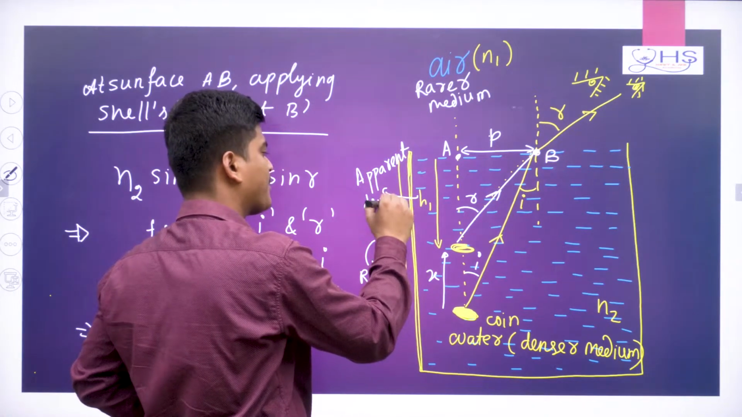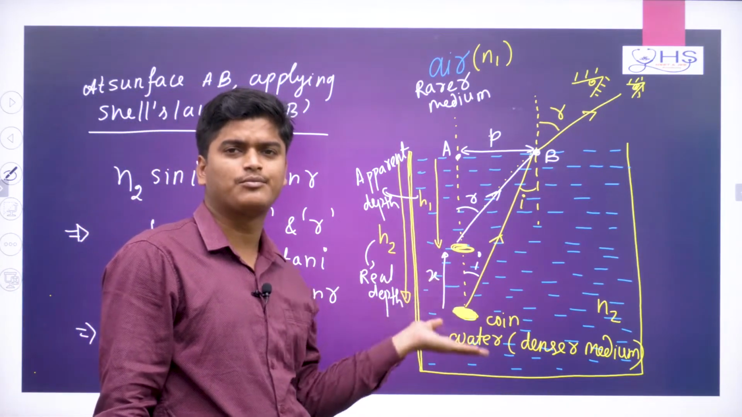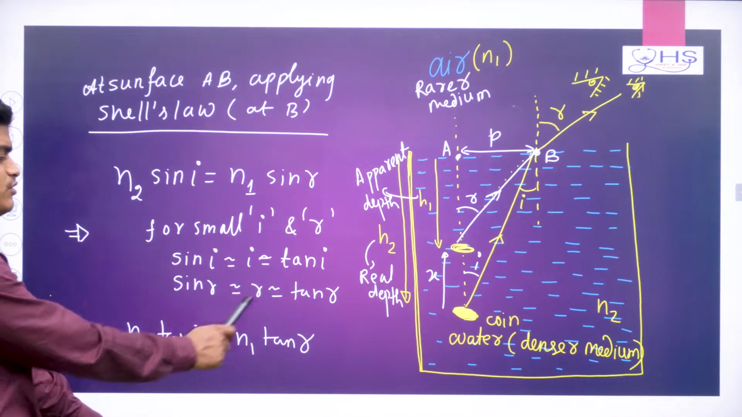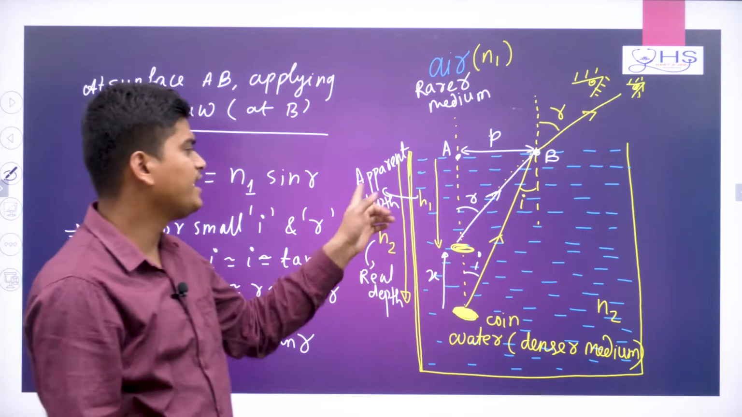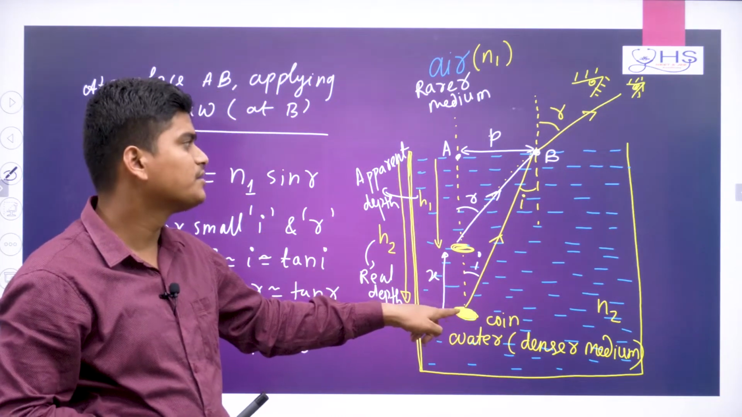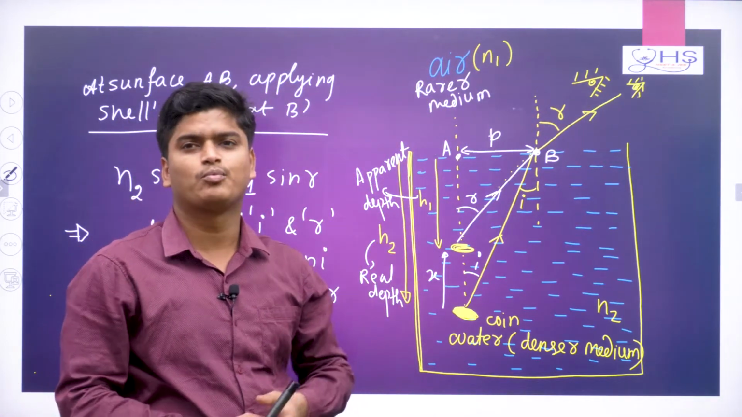So the concept of real depth and apparent depth comes here, and we will also find how much the object is shifted. So this is the idea. If you understand tan I and tan R, then you can relate real depth and apparent depth. The coin is exactly inside, but when you observe it from the top surface, the coin appears shifted a little upward.